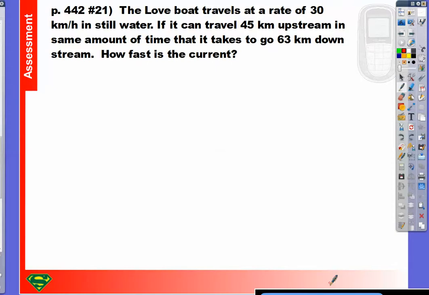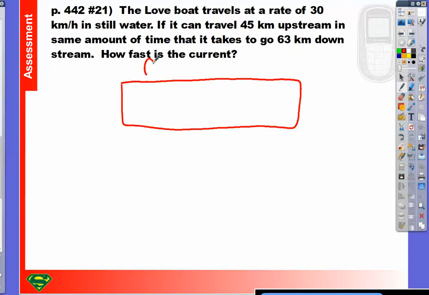Now, the love boat travels at a rate of 30 kilometers per hour in still water. If it can travel 45 kilometers upstream in the same amount of time that it takes to go 63 kilometers downstream, how fast is the current? And we have already discussed the most useful thing to do here is to make a table.